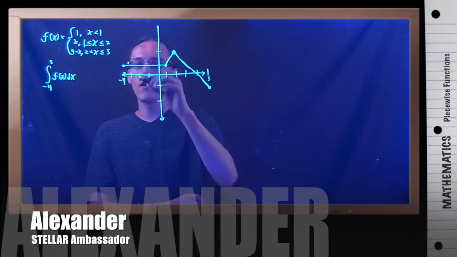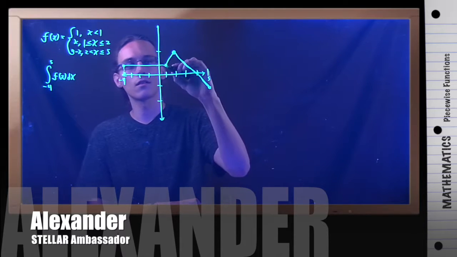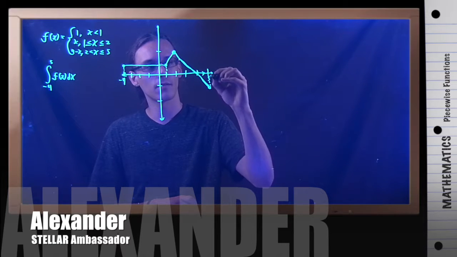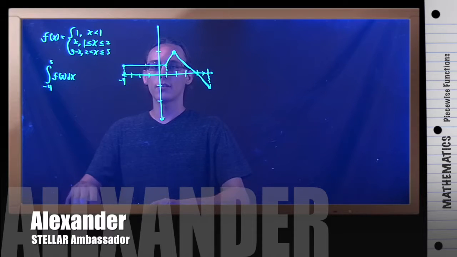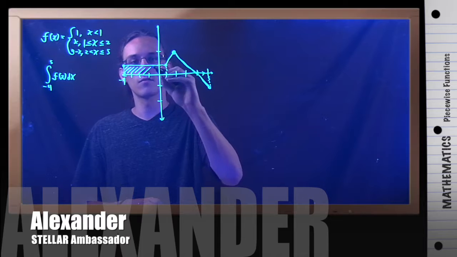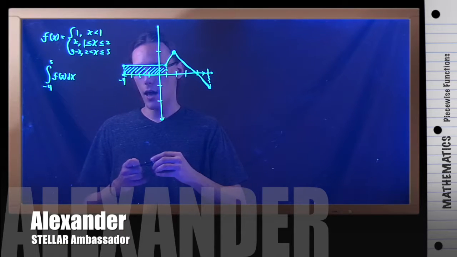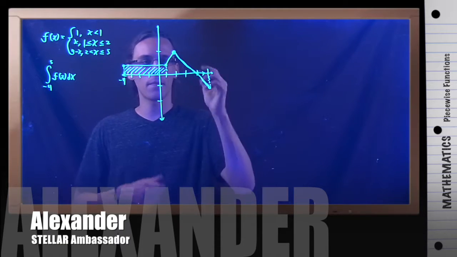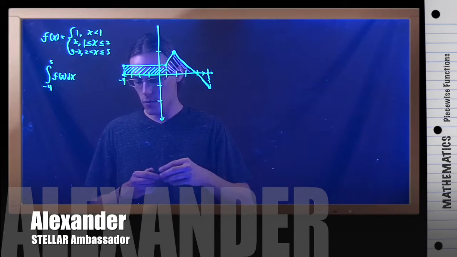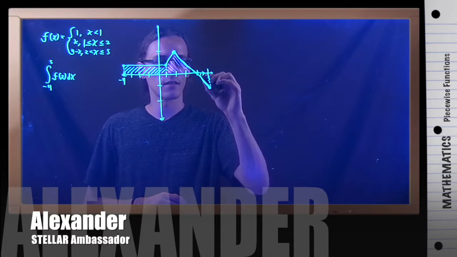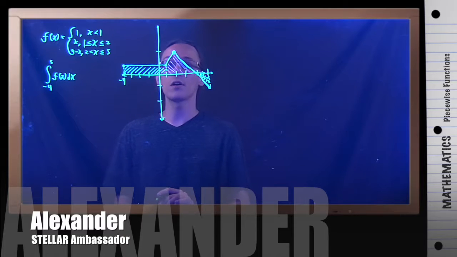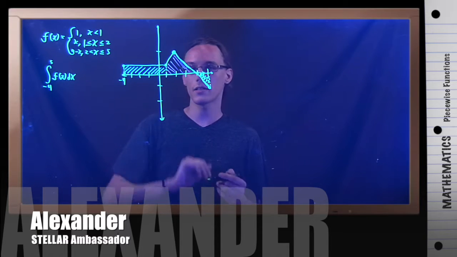Okay, so now I'm just going to drop down to my x-axis. Notice that this one was below the x-axis. And let's go ahead and shade in these areas. I want to find this area. I want to find this area. And I want to find this area right here. Notice that whatever this area is, I'm going to be subtracting it because it's below the x-axis.